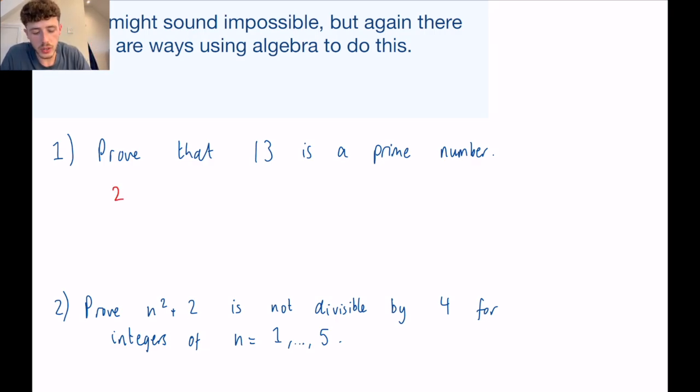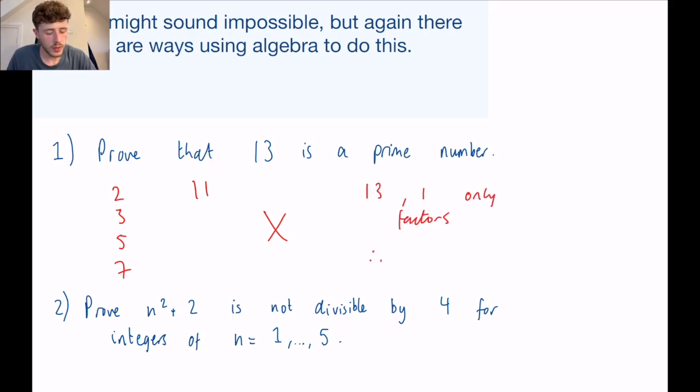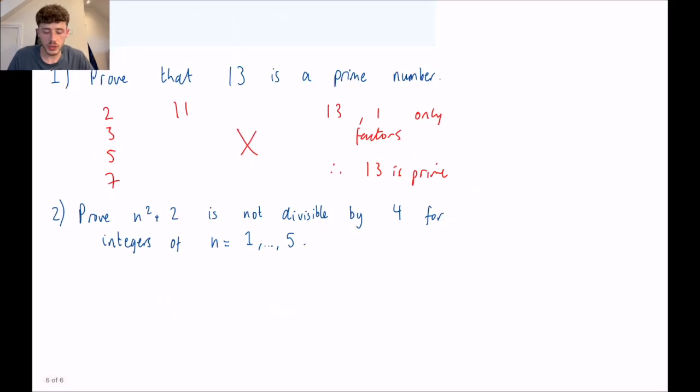So does 2 go into it? No. 3? No. 5, 7, and 11. All of them do not go into 13. 13 and 1 are the only factors, therefore 13 is prime. And that is our final answer. Moving on to question 2.